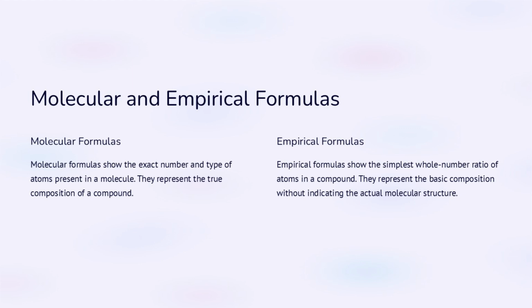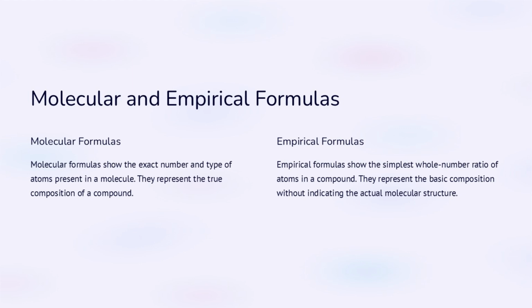Empirical formulas show the simplest whole number ratio of atoms in a compound, representing the basic composition without indicating the actual molecular structure. Molecular formulas are more specific and detailed, while empirical formulas are simpler and focus on the basic elemental makeup. Understanding the difference between these two types of chemical formulas is important for accurately representing and understanding the composition of compounds.